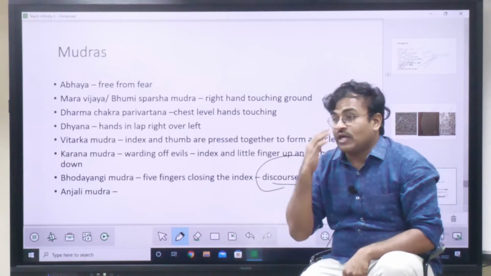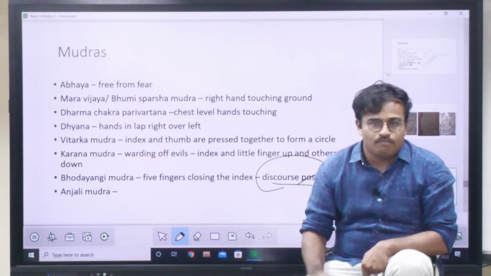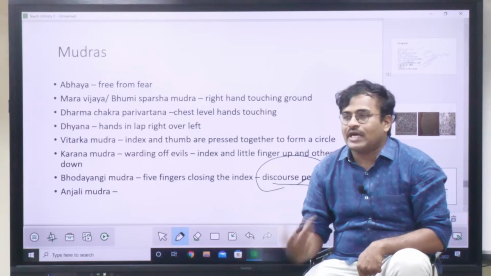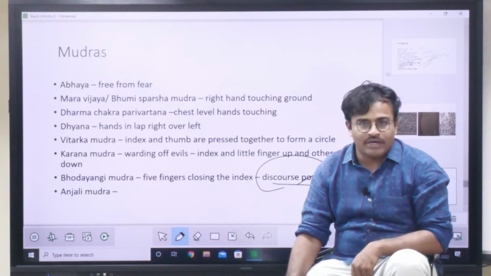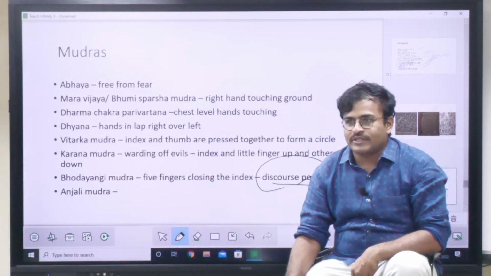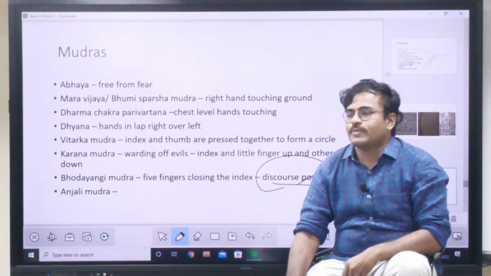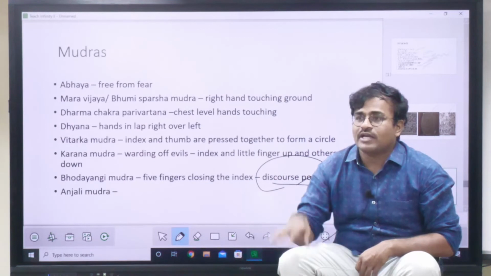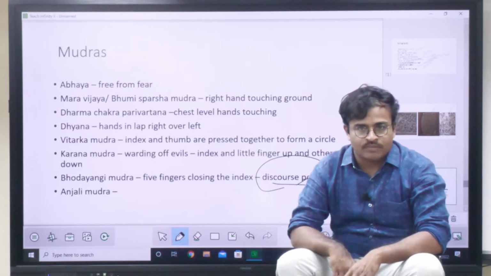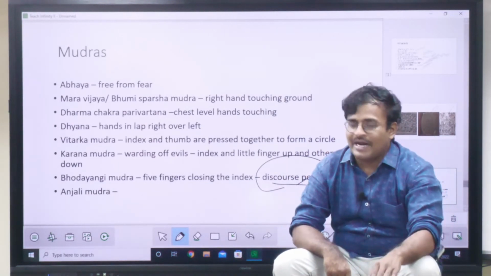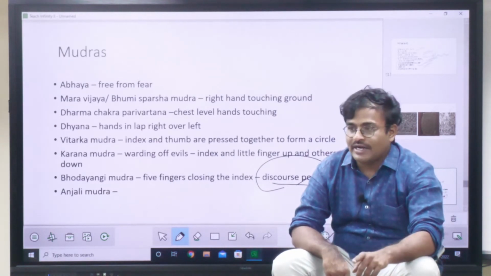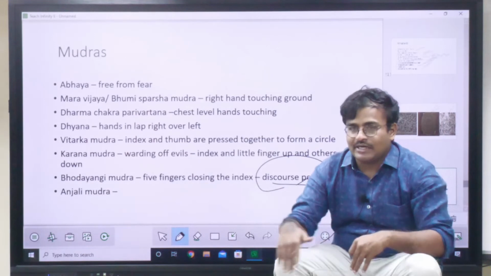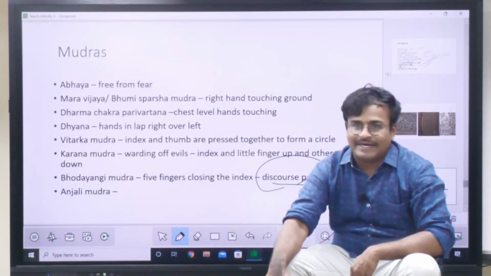Along with Bodhayengi Mudra, one more mudra in which Buddha is depicted is the Bhumisparsha Mudra. This is a very prominent one. Did I talk about this Bhumisparsha Mudra earlier? No. Bhumisparsha Mudra is the mudra in which Buddha is shown in a cross-legged position, touching the ground with one hand. Which is it, left hand or right hand? Right hand. He touches the ground with his right hand.